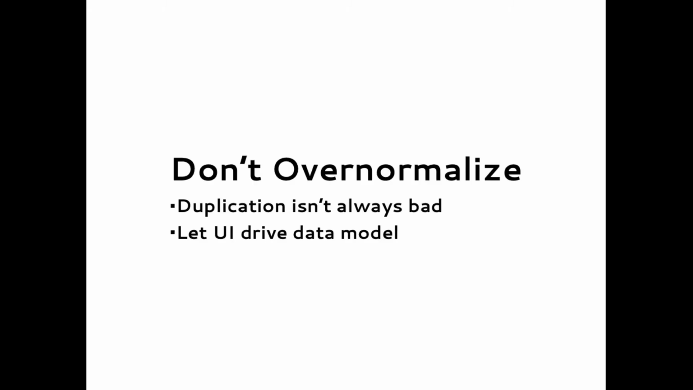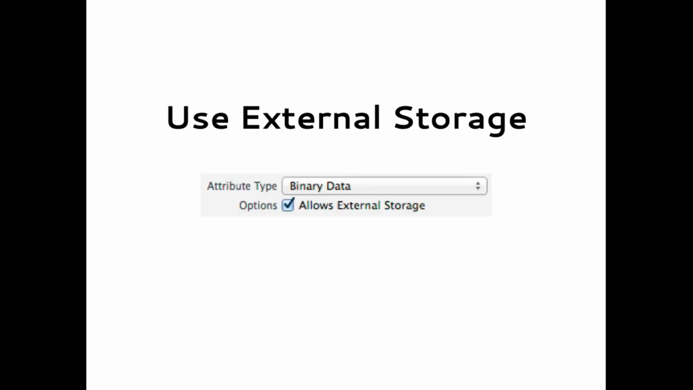So for the data model, there's a couple things you can do. You can not over-normalize. Normalization is the process of reducing the amount of duplication across your database. But for iOS in particular, it's generally better to let your UI drive your model. So start with your UI or your wireframe and let that drive your model. And don't be afraid of duplication. Another thing you can do is use external storage.